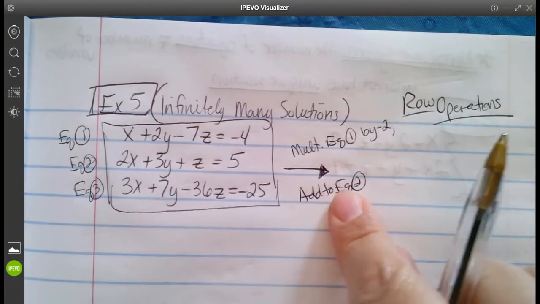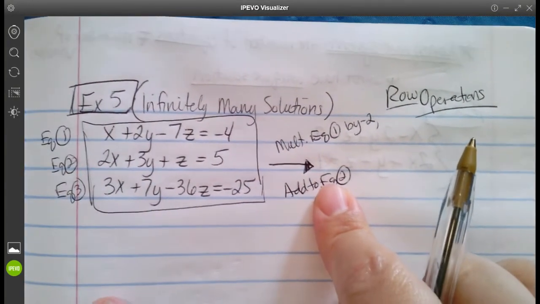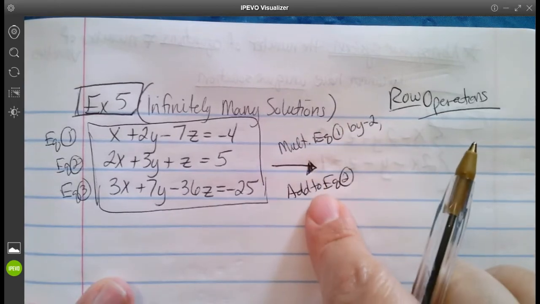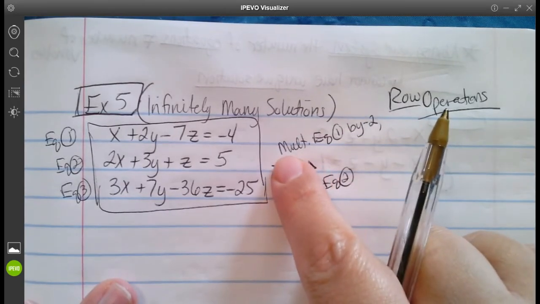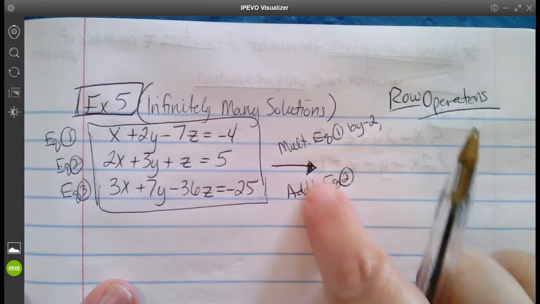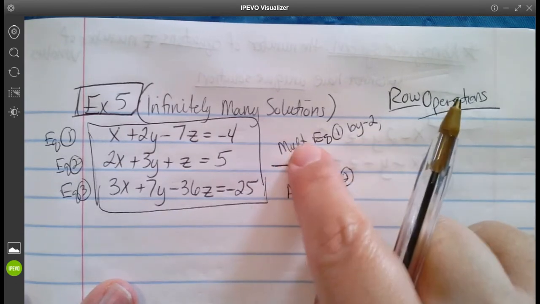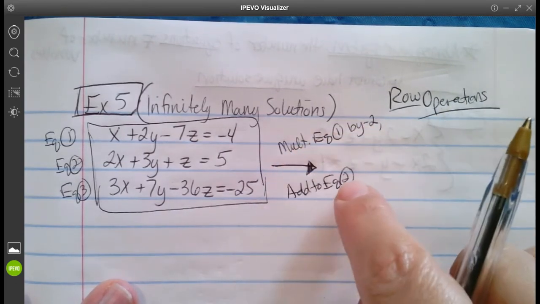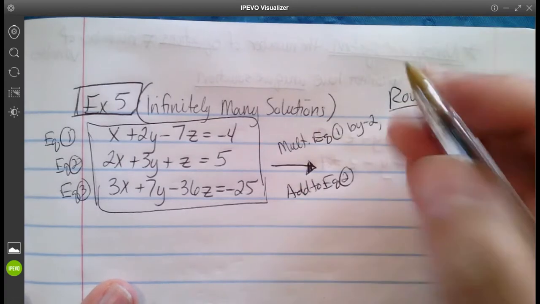By the way, these notations are nice to use to keep track of what you did. I'm not going to require you to write every single word, but give me something, like E1 times negative 2 plus E2, or something like that. That way I know what you did.